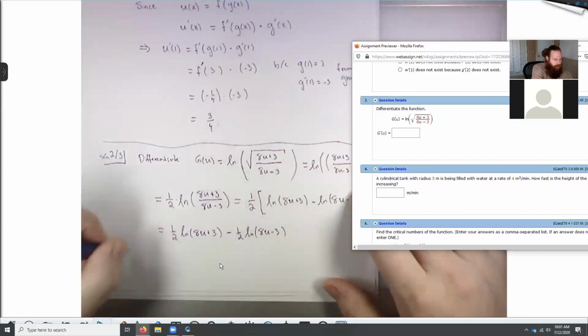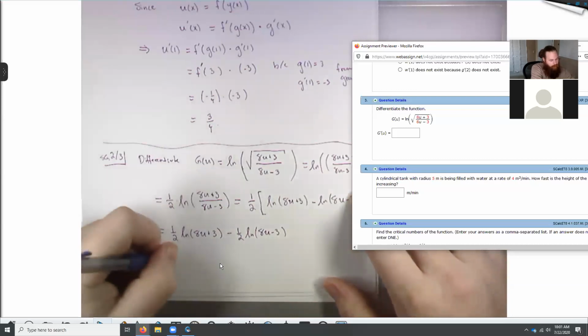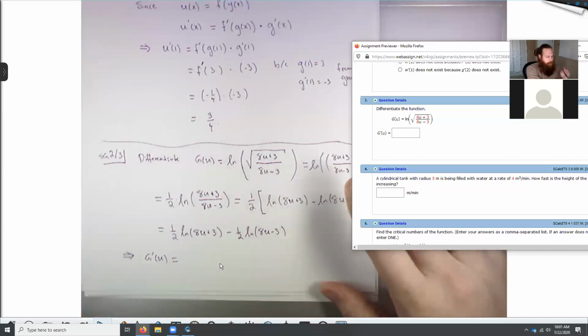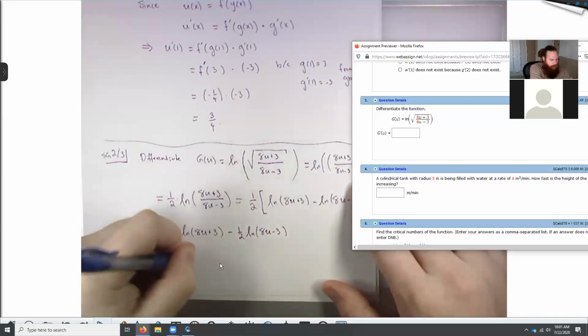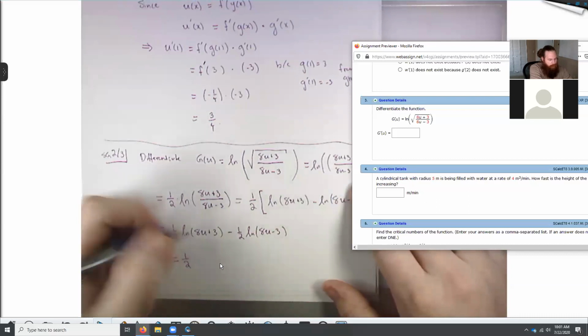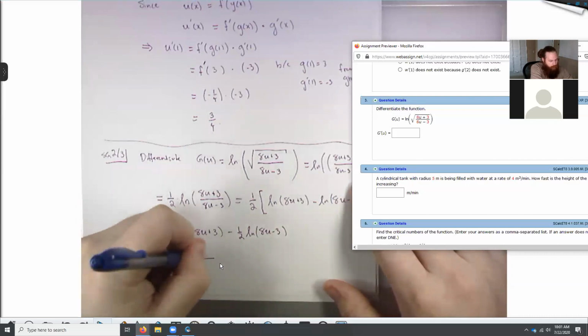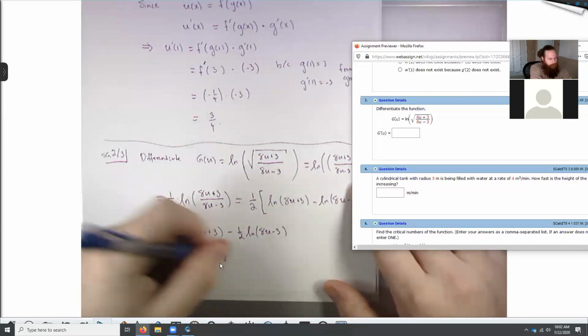And if I differentiate here, life is easy. I do still need the chain rule, but each little chain rule here is much, much simpler than it would have been if I jumped in right away. The 1/2 is going to come along for the ride. The derivative of the ln of 8u plus 3 is 1 over 8u plus 3 times the derivative of 8u plus 3, which is just 8.